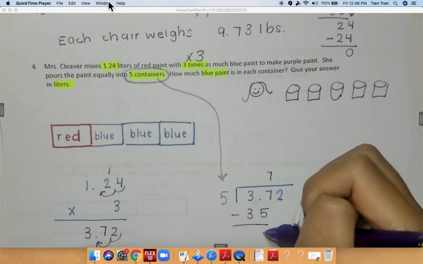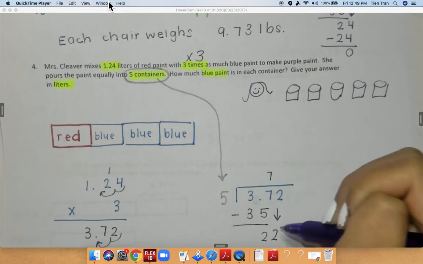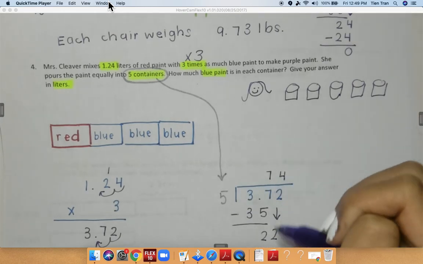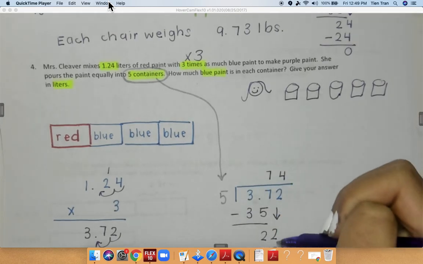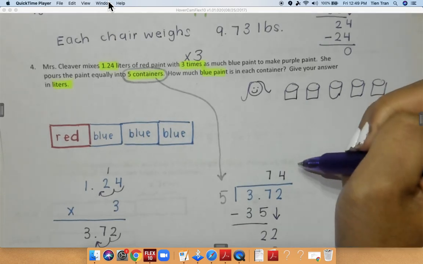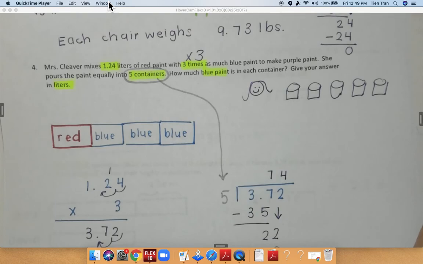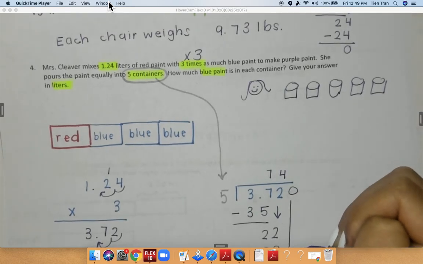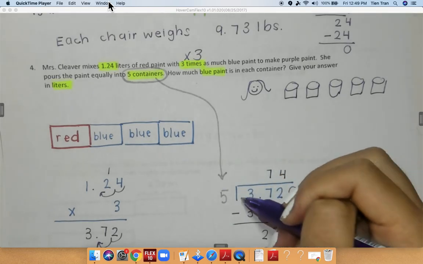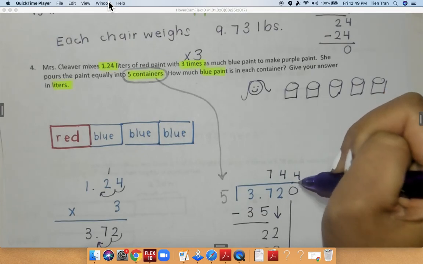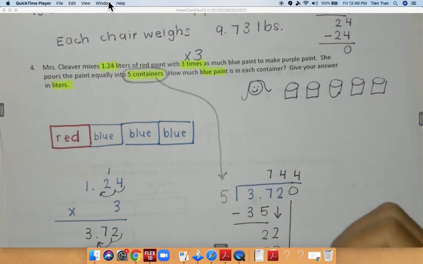Subtract: 37 minus 35 is equal to 2. Bring down my 2. 5 can go into 22 4 times, because 5 times 4 is equal to 20. Subtract: 22 minus 20 is equal to 2. Now, I can keep going so I can have an exact measurement, and that's what I'm going to do. 5 can go into 20 4 times. 5 times 4 is equal to 20, and subtract, I get 0.